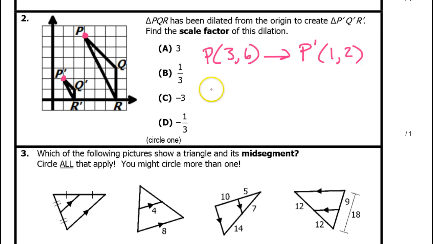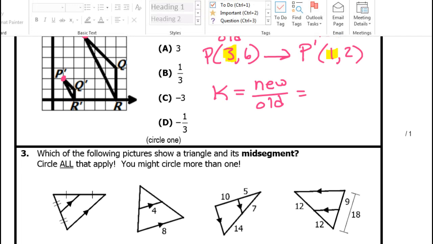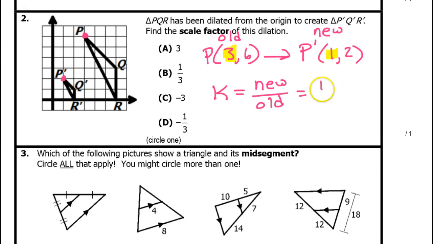So when you do your scale factor, which for some reason I always use K for scale factor, the scale factor is new over old. So in this case, the P prime is the new point, and P is the old point. So new over old. It doesn't matter whether you look at the x's or the y's, you should get the same scale factor. So if I just simply look at the x's, then new over old will be 1 over 3. So that should be the scale factor. So the answer should be B.